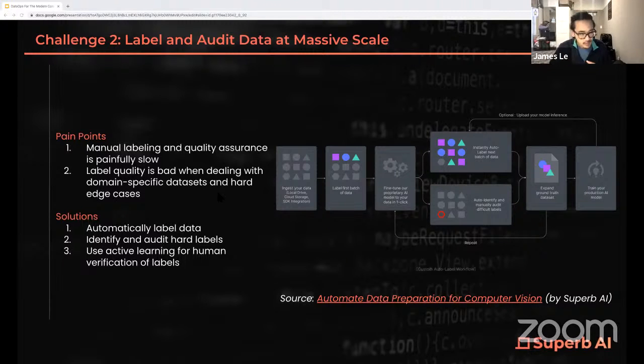So I think that an effective DataOps platform for computer vision must address these 2 very expensive steps of labeling data and auditing the labels. In more detail, this platform should be able to automatically label the data, identify and audit hard labels, and then use novel techniques such as active learning to verify the human labels. And my company does a lot of this work using automation best practices to address this issue.